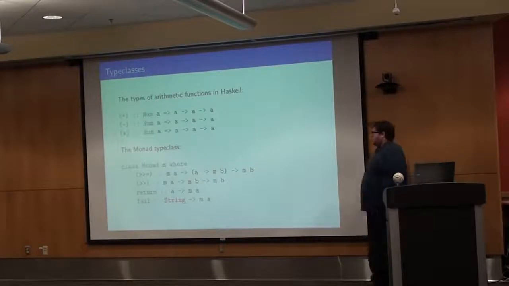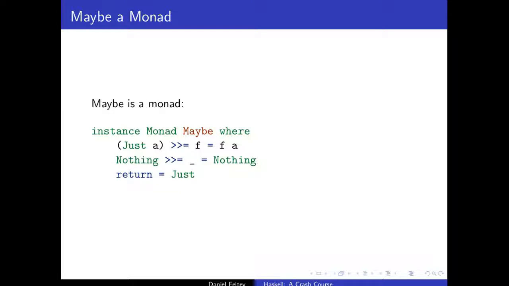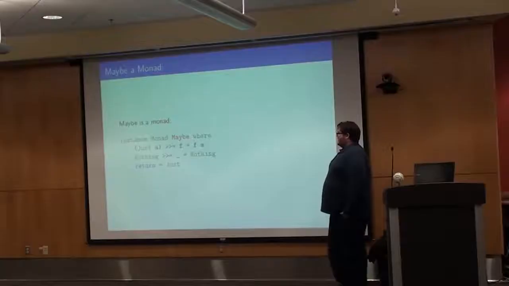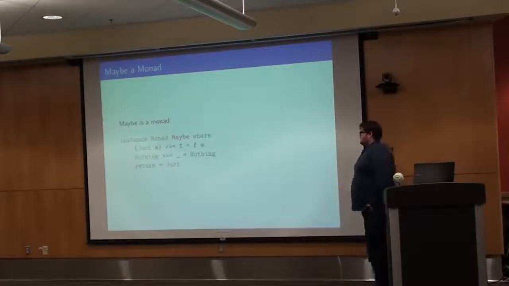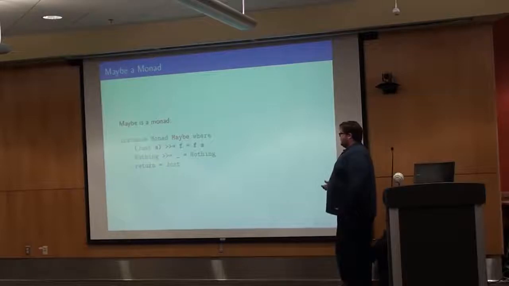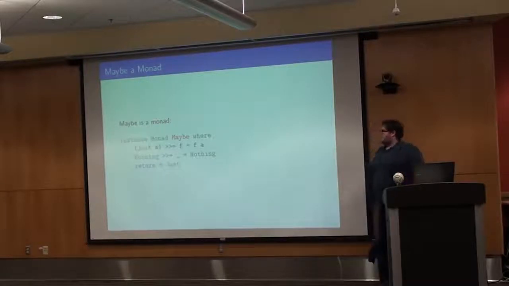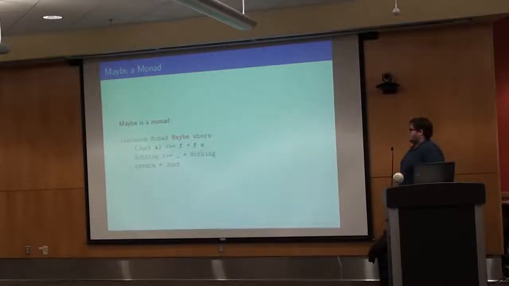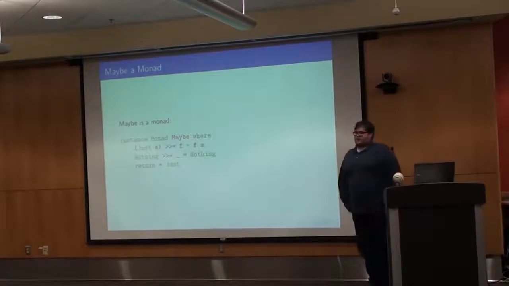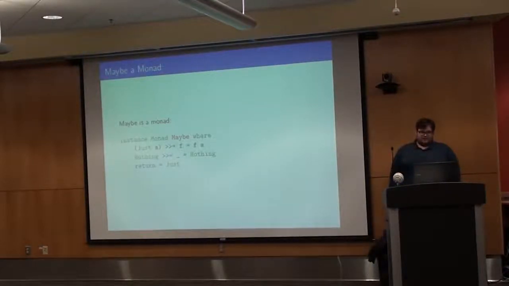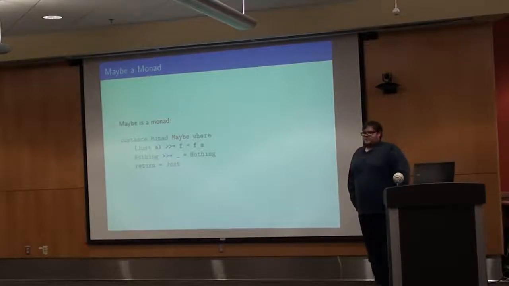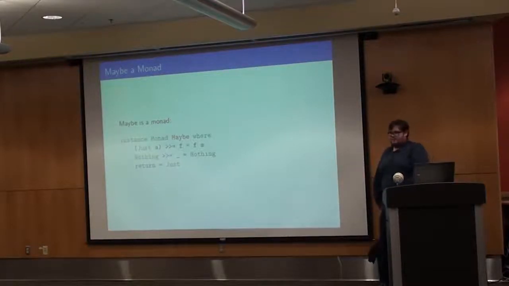So the idea is that M will be replaced by a data type, and we can see that if we implement it for Maybe. To implement a type class, we do instance Monad Maybe where, and then when we have infix operators, we can define our own infix operators. We can actually write a definition for it as the infix. So Just a bind f is just f a. Nothing bind anything is Nothing, and return is Just. And I don't actually need the arguments because Just sort of doubles as a function from types A to Maybe A.